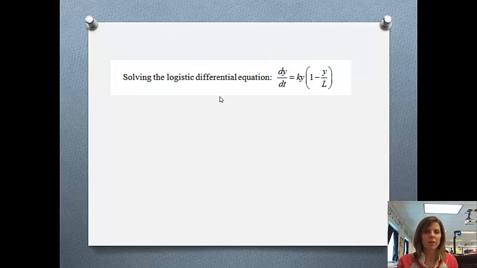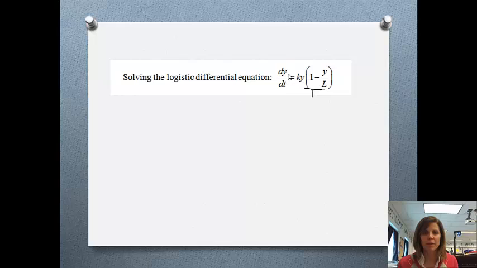All right, we're going to do that same thing if we start with a logistic differential equation. So notice we still have a differential equation. We still have the population changing at a certain rate. The thing that we added to this formula was we have to take into consideration the carrying capacity, which is L in this case.